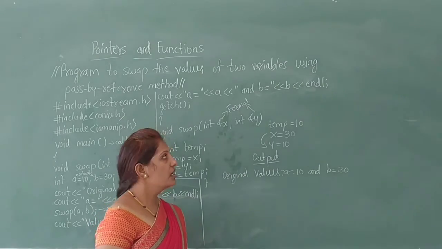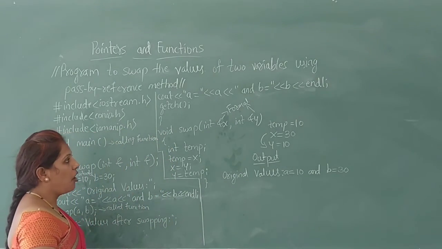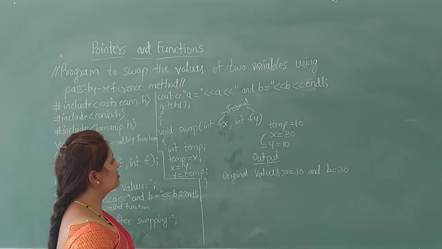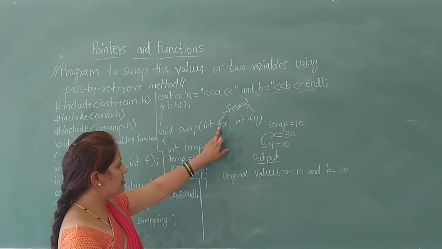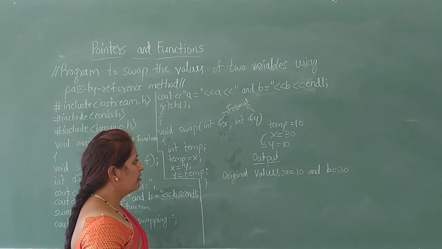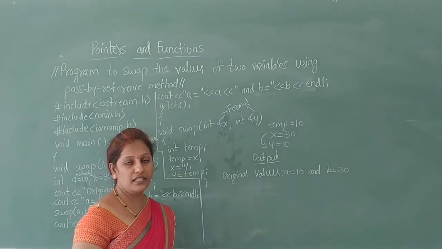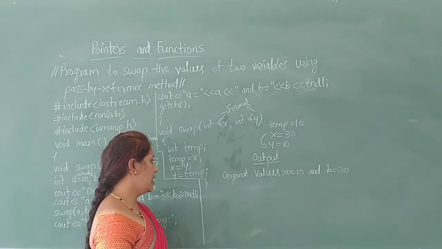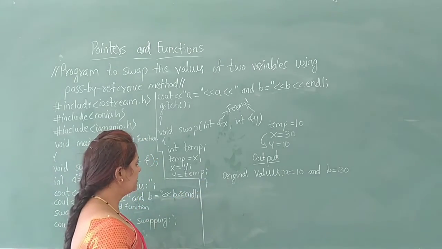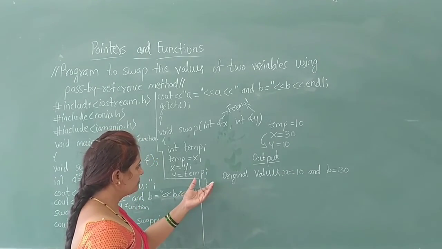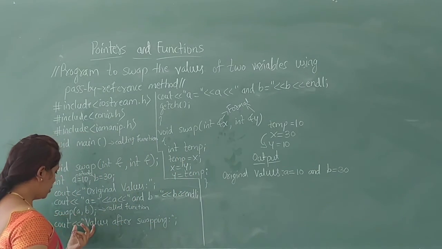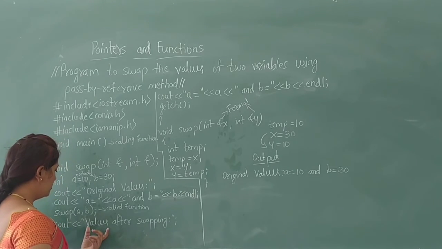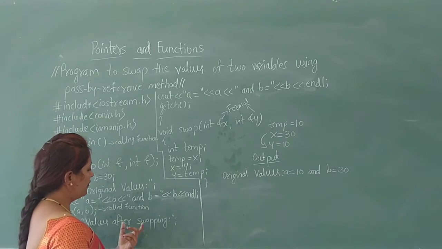This is called swapping the values of two variables using the pass by reference method. Here the pass by reference method is used when swapping two numbers or interchanging the values of two variables. Then it ends the subfunction and comes back to the main function. Next, the executable statements are executed. The next statement is values after swapping.